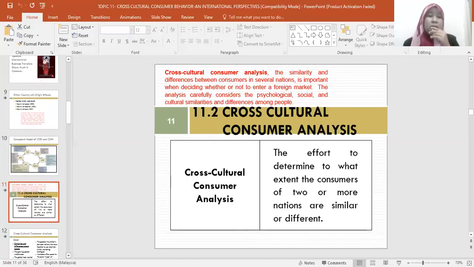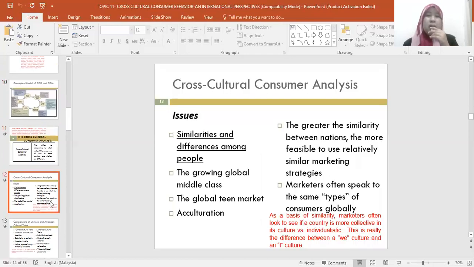Alright, so we're moving to the next one. What do they actually analyze? Number one, they actually have 4 issues here: similarity and differences among the people, the growing global middle class, the global teen market, and also the acculturation. What are the similarities and also differences? The greater the similarity between nations, the more feasible it is to use relatively similar marketing strategies. This is true indeed because it makes it easier for the marketers and the company itself. Because they have similarity in terms of implementation, culture, psychology, attitudes, behavior.